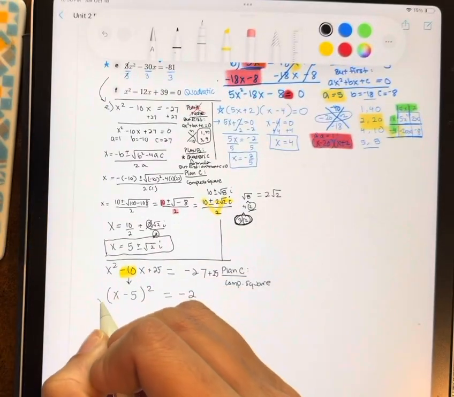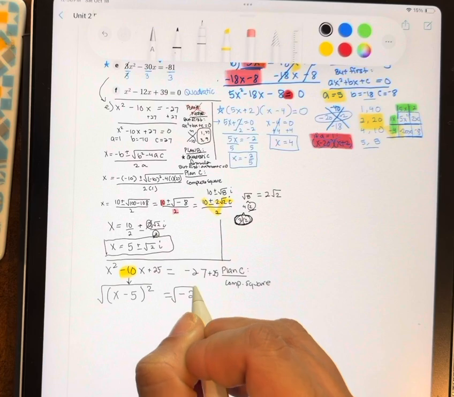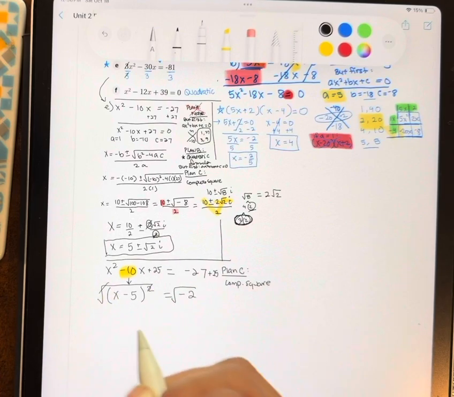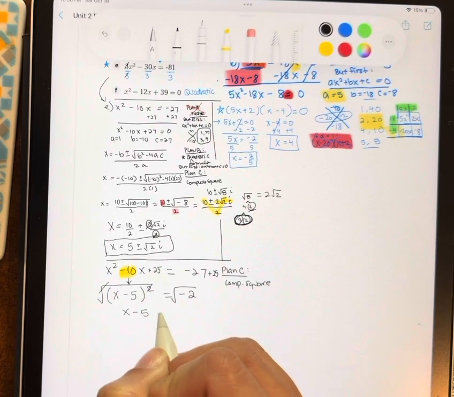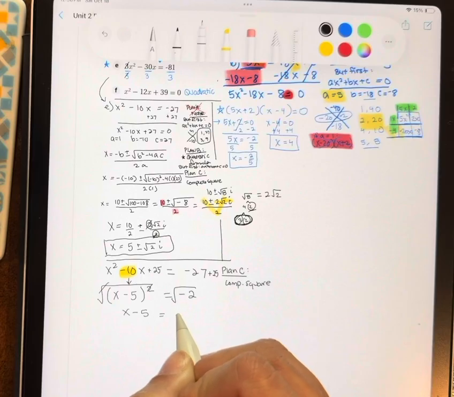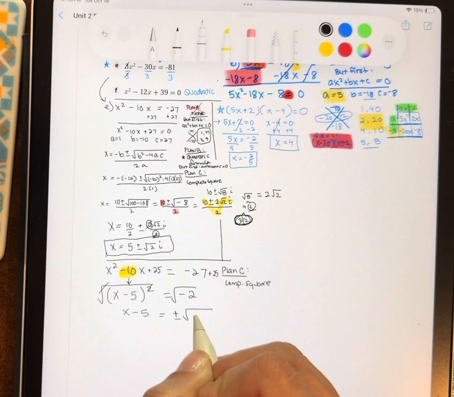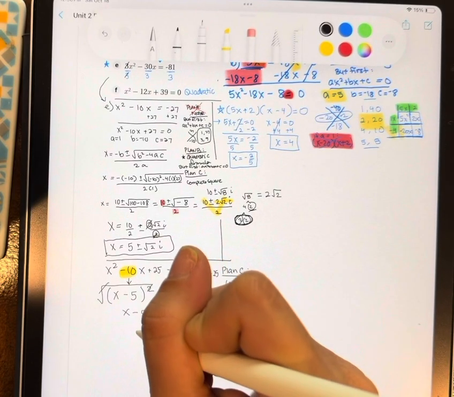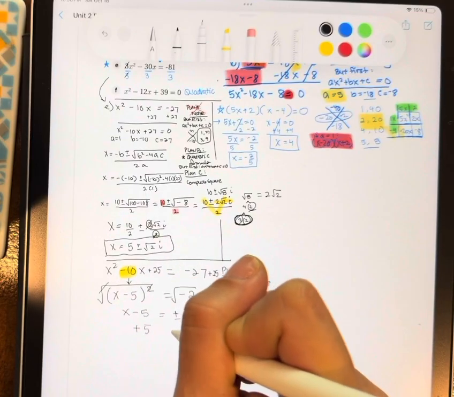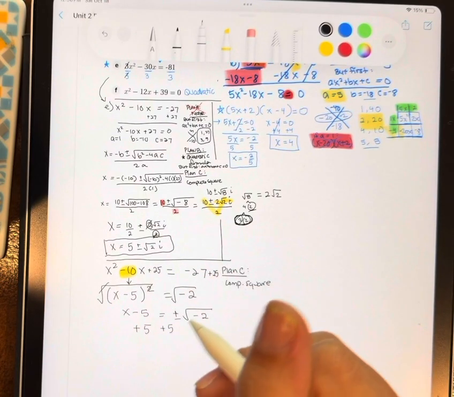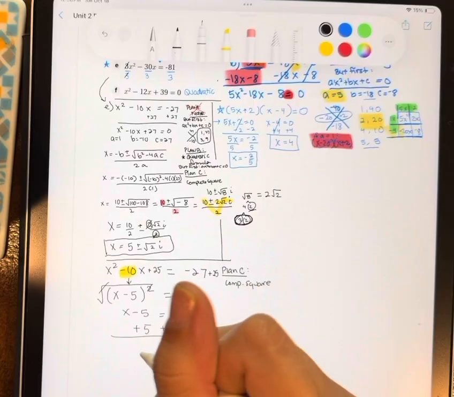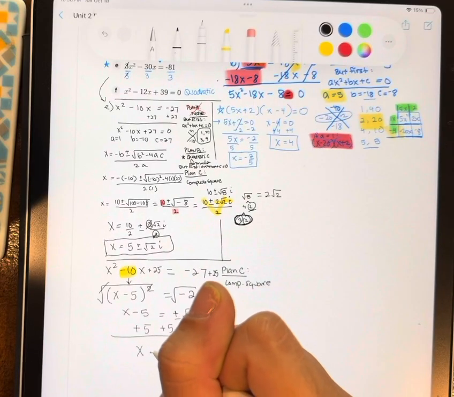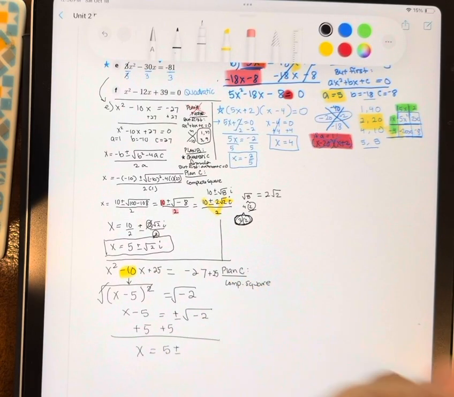What you'll do is square root both sides. Cancel, cancel. X minus 5 equals, whenever you square root both sides, you get plus or minus square root of -2. Now we simplify, okay? So I can add the 5 to both sides. And remember, you can't add these two. So this is going to be x equals 5 plus or minus.